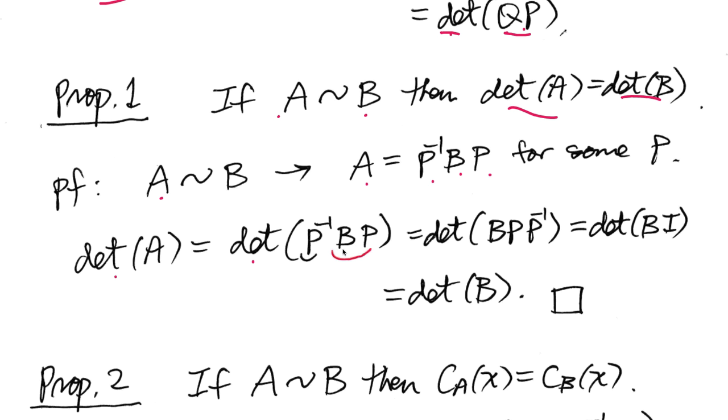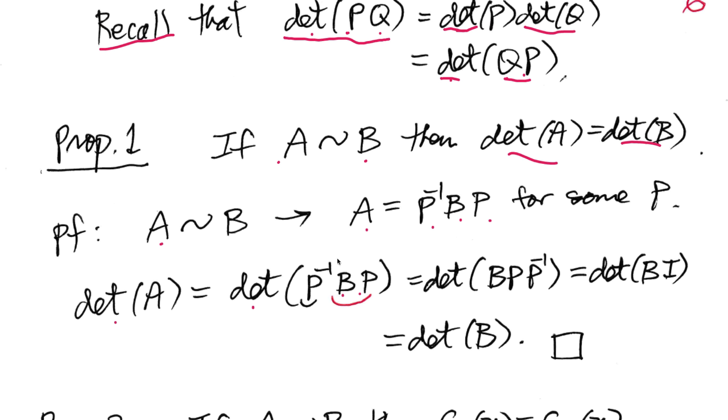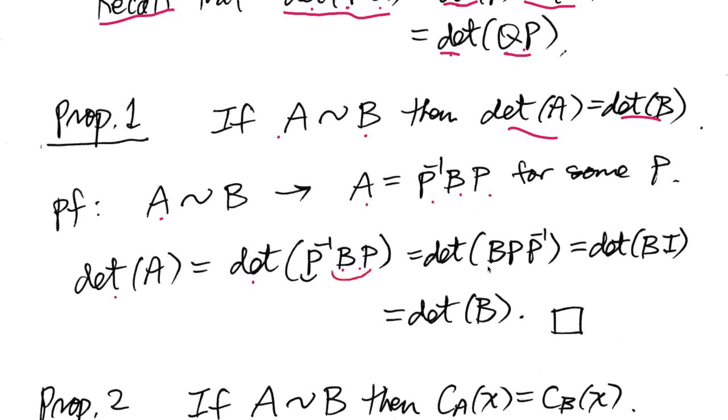Think of it this way, a single matrix, BP. I'm thinking of that product as a single matrix. Well, from above, what we found is that that's actually the determinant of the product of those two matrices in reverse order. So that would be the determinant of BP times P inverse, the determinant of that product.